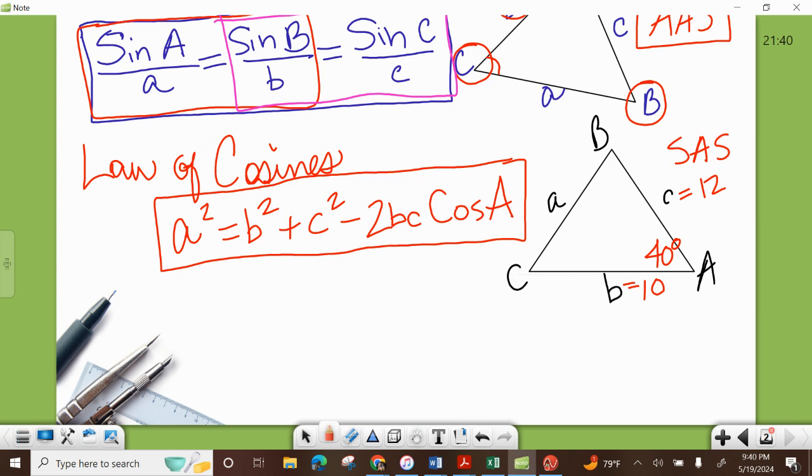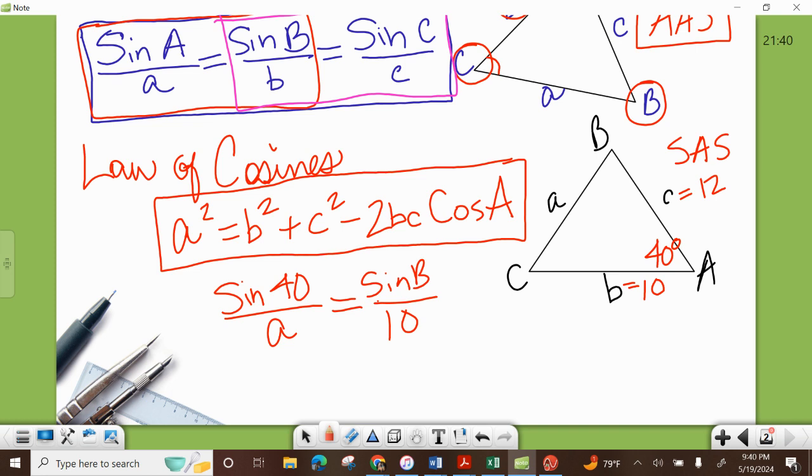Let's say I used A. I would have sine of 40 over A. I don't know A, right? Well, what if I want to find angle B? Then that gives me sine of B over 10. I've got two unknowns here. I don't know A and I don't know sine B.